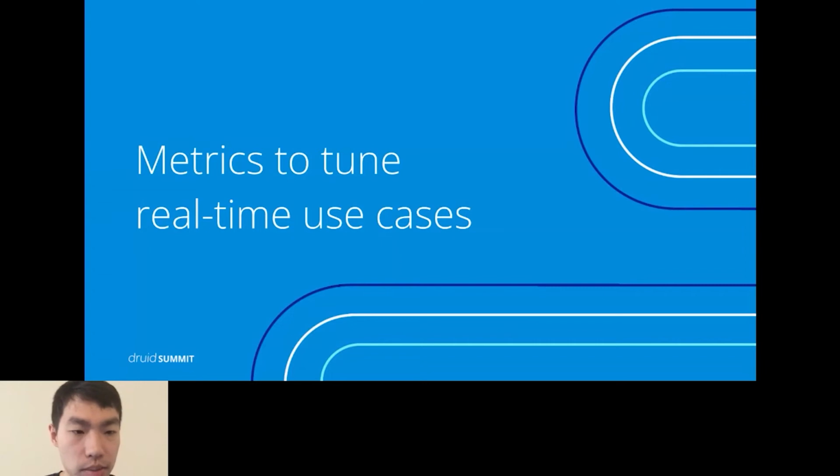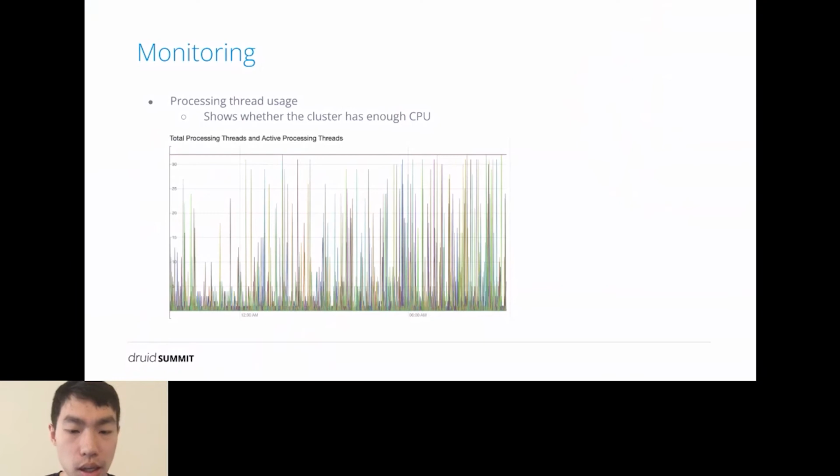So let's also talk about the metrics we use to tune real-time use cases. I'll leave out QPS and latency, assuming that everybody will use those. For monitoring, one metric we found really useful is the Druid processing thread usage. This basically shows whether the cluster has enough CPU. In this example, it seems fine because it's not very packed, and the maximum of 32 is not constantly hit. So probably we are in good shape.